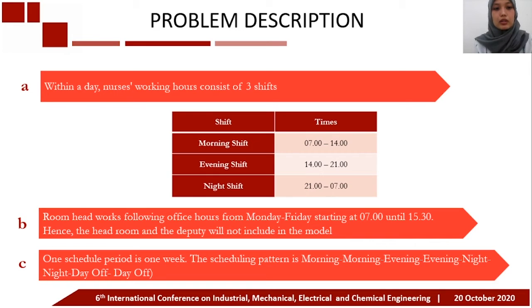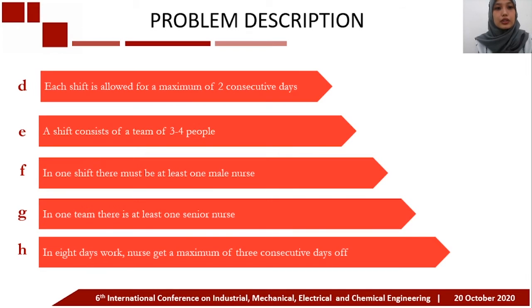C. One schedule period is 1 week. The scheduling pattern is morning, evening, night, day off, and day off. D. Each shift is allowed for a maximum of 2 consecutive days. E. A shift consists of a team of 3 until 4 people, and F. in one shift there must be at least one male nurse. And G, in one team there is at least one senior nurse. H, in 8 days of work, nurses get a maximum of 3 consecutive days.